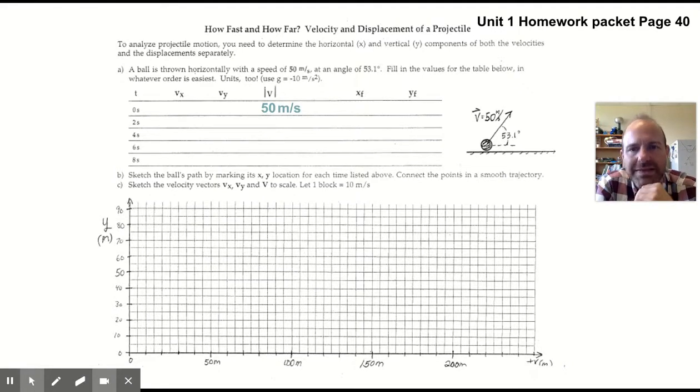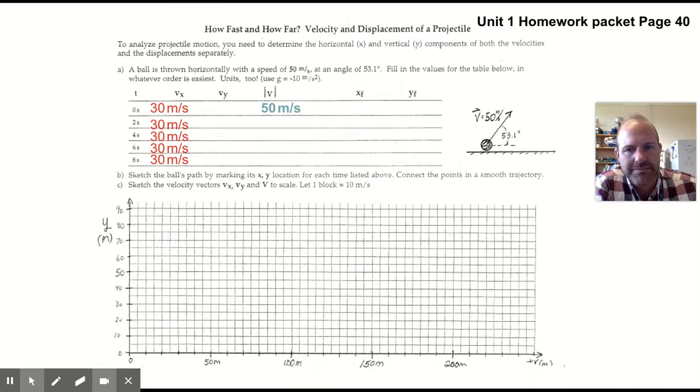The same rules apply. We still have constant velocity in the X direction, accelerated motion in the Y direction, but we now have an initial condition that's a little bit different, right? If this is a 50 meter per second velocity at an angle of 53.1, Mr. Graham's favorite right triangle, the 3-4-5, says that the initial X velocity is 30 meters per second. And since that is a constant, it will be 30 meters per second for all of the various times, 0, 2, 4, 6, and 8 seconds.